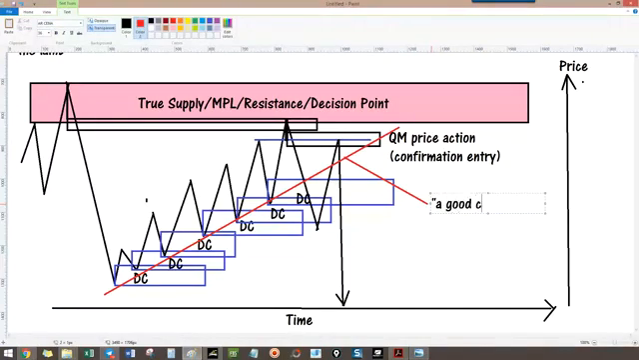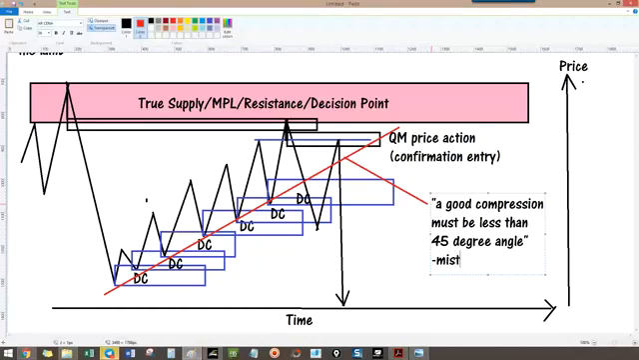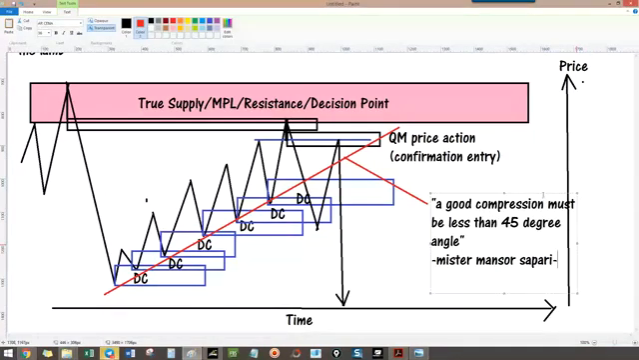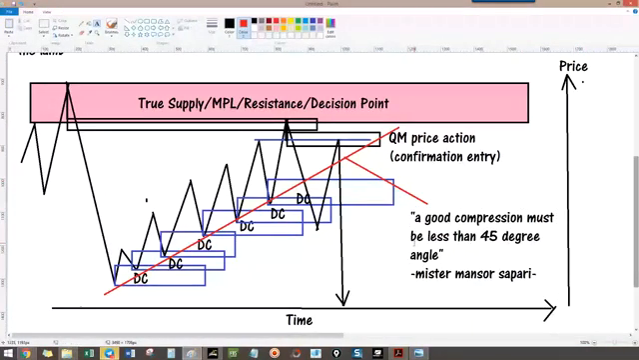A good compression must be less than a 45-degree angle. This one is stated by Mr. Mansur Safari, my mentor. So if you want to find a good one, you can find compressions that are less than a 45-degree angle. This one must be less than 45 degrees.